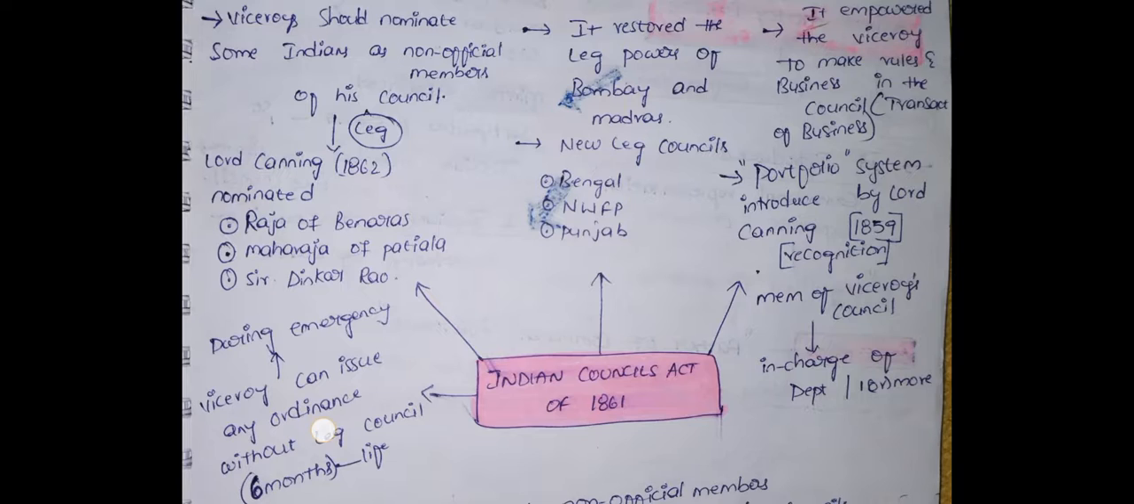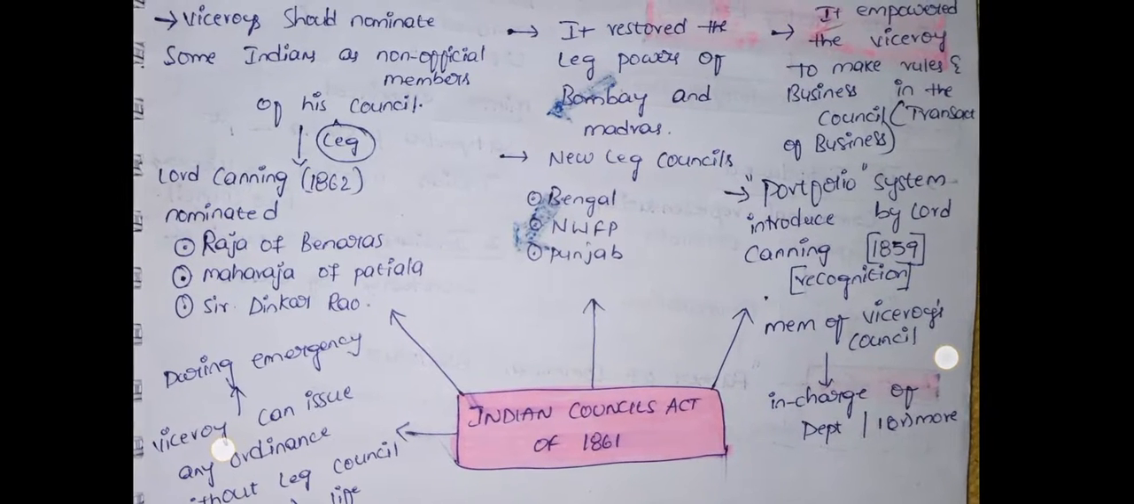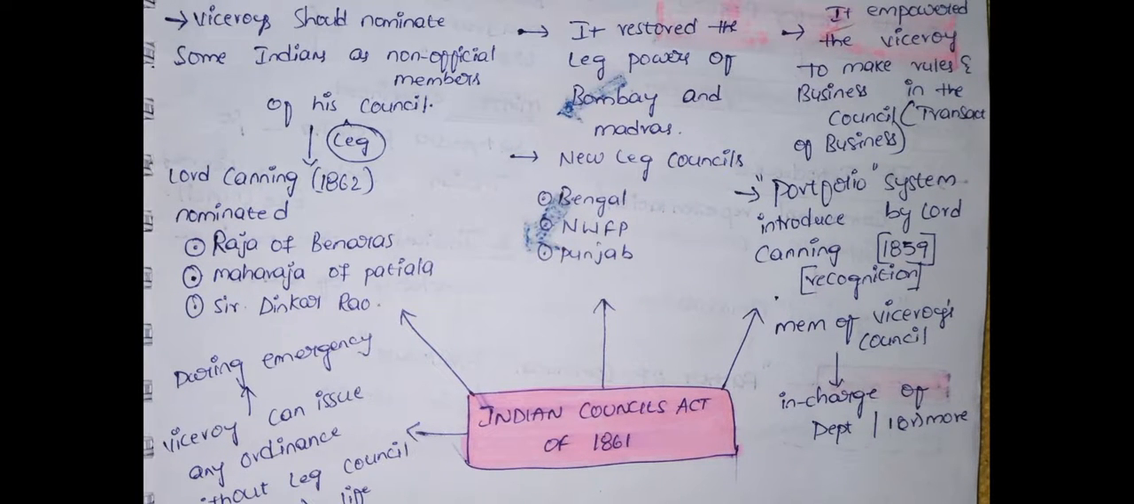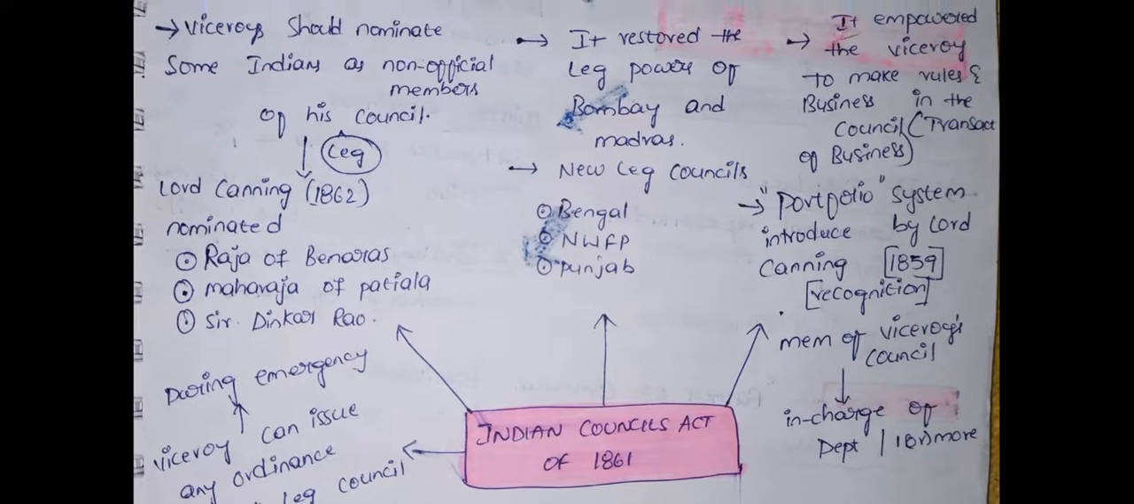It restored the legislative powers of Bombay and Madras. In the Regulating Act 1773, we learned that Bengal was in a higher position, and Madras and Bombay were subordinate to the Bengal Governor General. According to the Indian Councils Act of 1861, it restored all legislative powers to Bombay and Madras, and new legislative councils were established in Bengal, the North-Western Frontier Provinces, and Punjab.